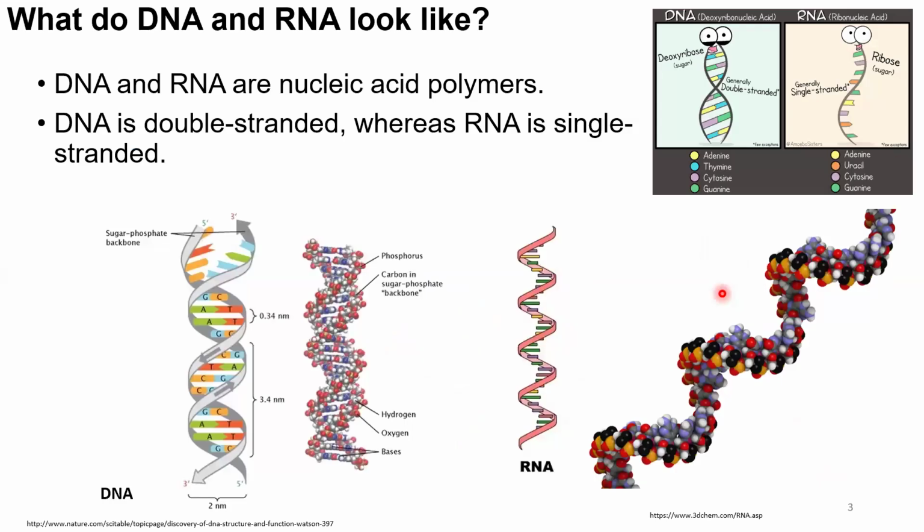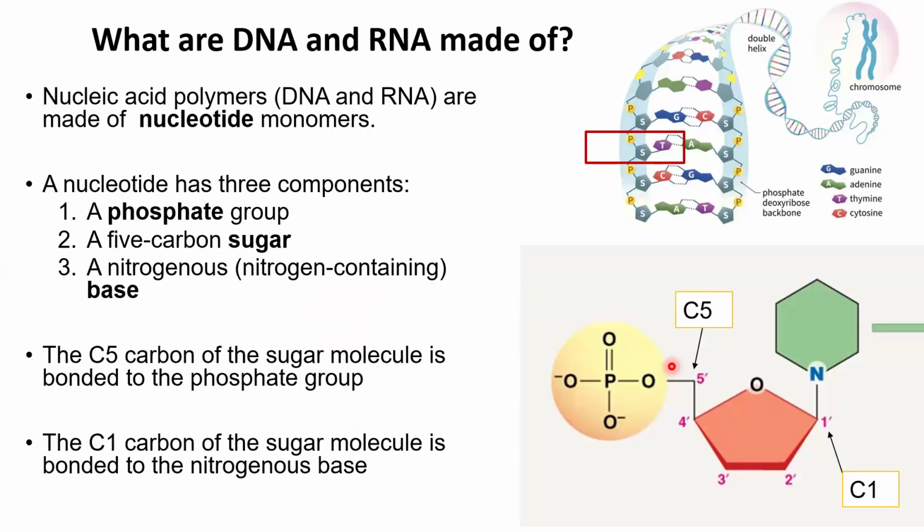And what do these RNA and DNA, or these nucleic acids, look like? These are nucleic acid polymers where DNA is double-stranded and RNA is single-stranded, like you see here. And in general, they are made up of nucleotide monomers. A nucleotide itself has three components: a phosphate group, a 5-carbon sugar or a pentose sugar, and a nitrogenous base.